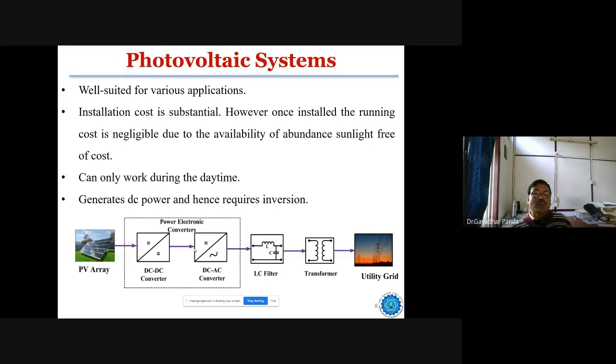And PV is also the same manner. For the PV, we are getting the PV power as the DC output voltage. And here also we are using the same power electronic technology to interface with the utility grid. These are the very basic block diagrams of the PV integration system as well as the wind integration system.